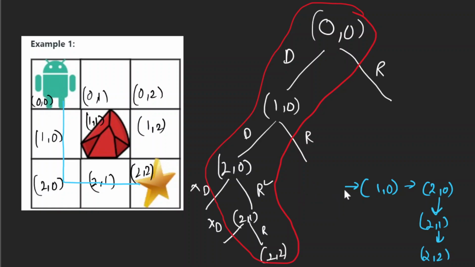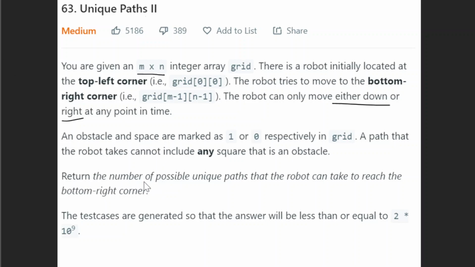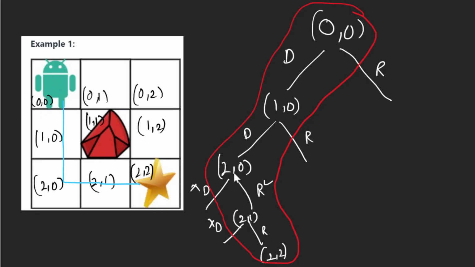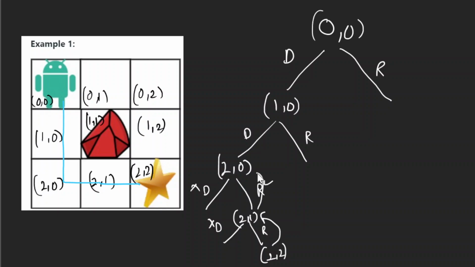Are there any other paths as well? Well, of course there are other paths, and if you remember, we have to return the number of possible unique paths that the robot can take to reach the bottom right. So this is one of the unique paths that are yet to be calculated. So let's see. After backtracking this, we are done with 2 comma 1, and now we are done with 2 comma 0, and then we'll backtrack to this one.